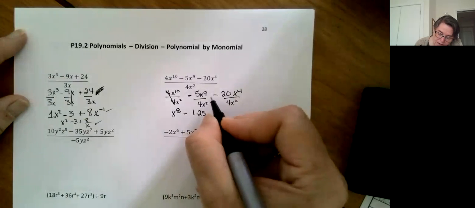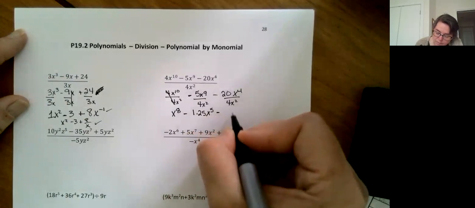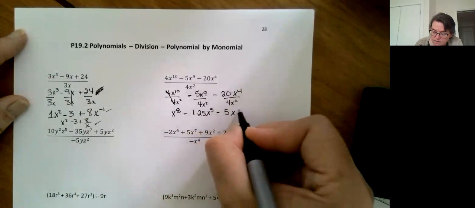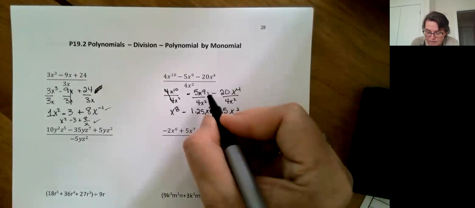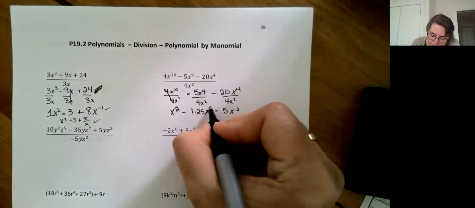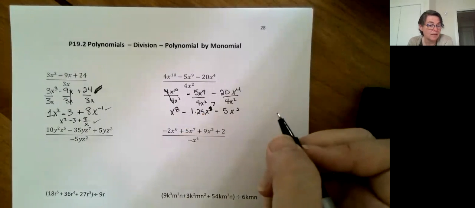1.25 x to the 5th minus 20 divided by 4 is 5x squared. Subtract the exponents, subtract the exponents. And as I said that, I went 9 minus 2 and realized that should be 7. So, not a bad idea.